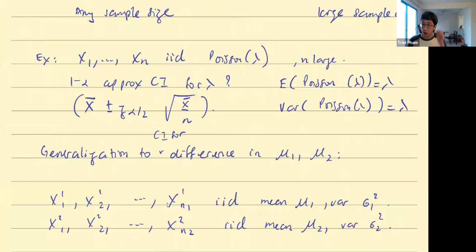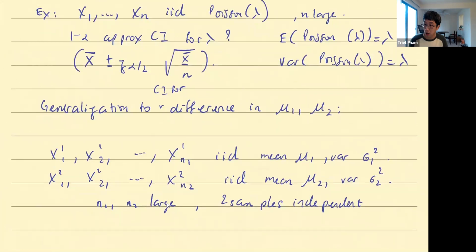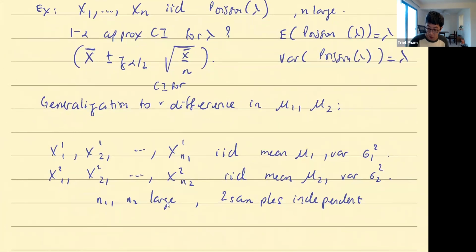Okay. So here, the only requirement I need is n1, n2 large. Of course, the two samples should be independent of each other. I'm not talking about paired samples. Then I do not need the normal assumption. In fact, these two may even come from different distributions.